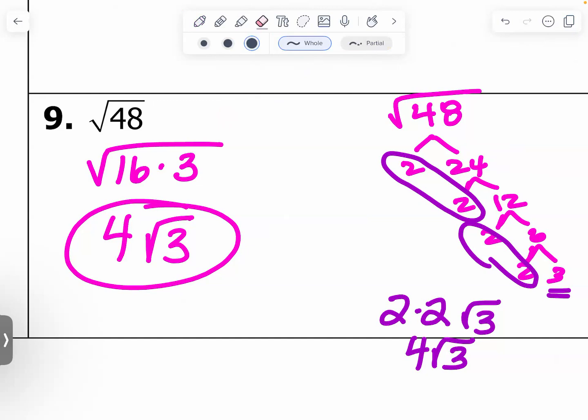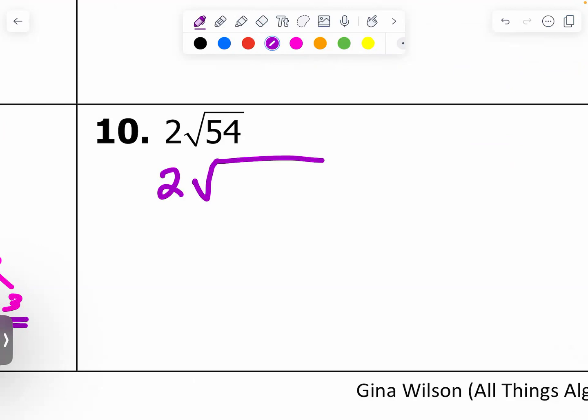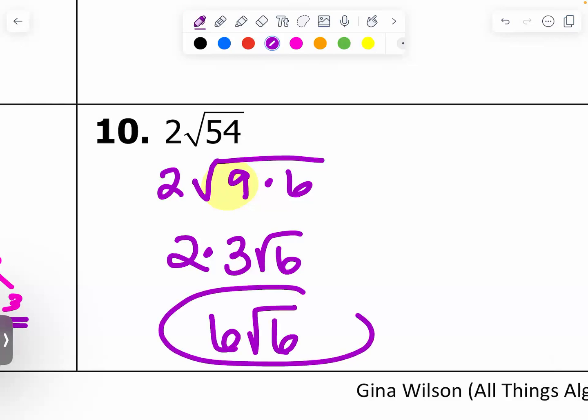Now, what happens if there's a number in front? Go look at number 10, okay? This is just 2 times the square root of 54. So what perfect square divides into 54? 9. Okay, 9 times 6. So we know that the square root of 9 is 3. And this is being multiplied to 2. It'd be 6 radical 6.